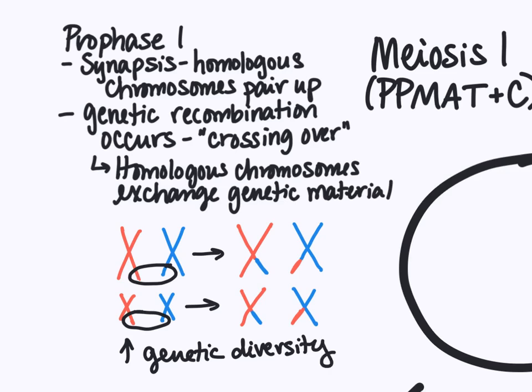Also recall that during metaphase 1, the homologous chromosomes are going to line up in the middle of the cell, and then during anaphase, the homologous chromosomes are going to be separated. So one homologous chromosome from each pair is going to go into one of the new daughter cells, and the other homologous chromosome is going to go into the other new daughter cell. Same thing with the second group of chromosomes here. Just one of them is going to go into one of the new daughter cells. The other one's going to go into the other new daughter cell.